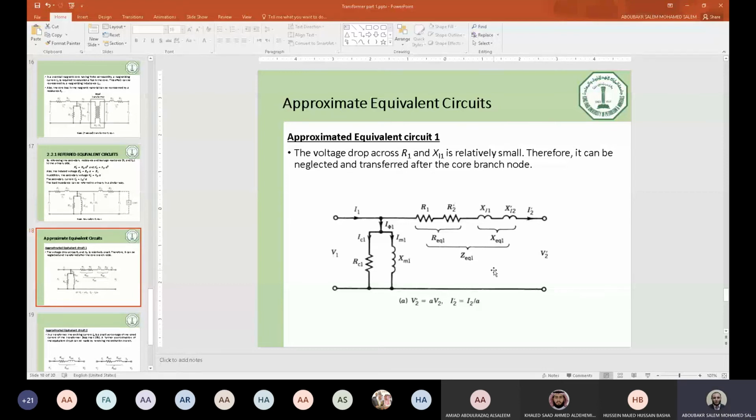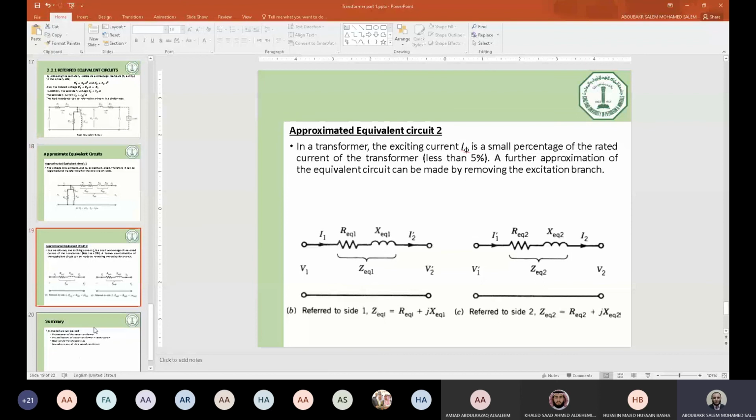Okay, guys, is it clear now? Is there any question regarding this assumption? So this is the first approximation. We may have another approximation. Now we described that the current which is moving here in this branch is very small. So why not remove all of the branch from the circuit? So simply we can assume that there is no magnetization current because it's very small. So this is another assumption.